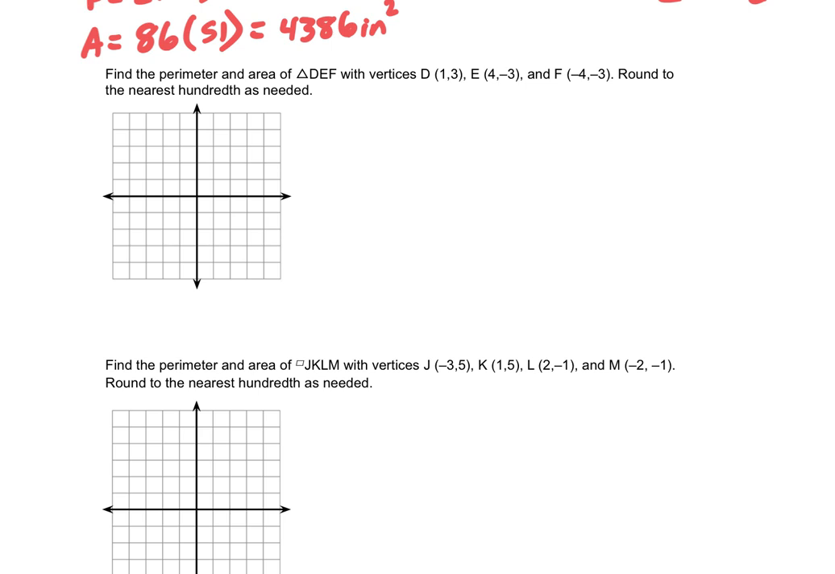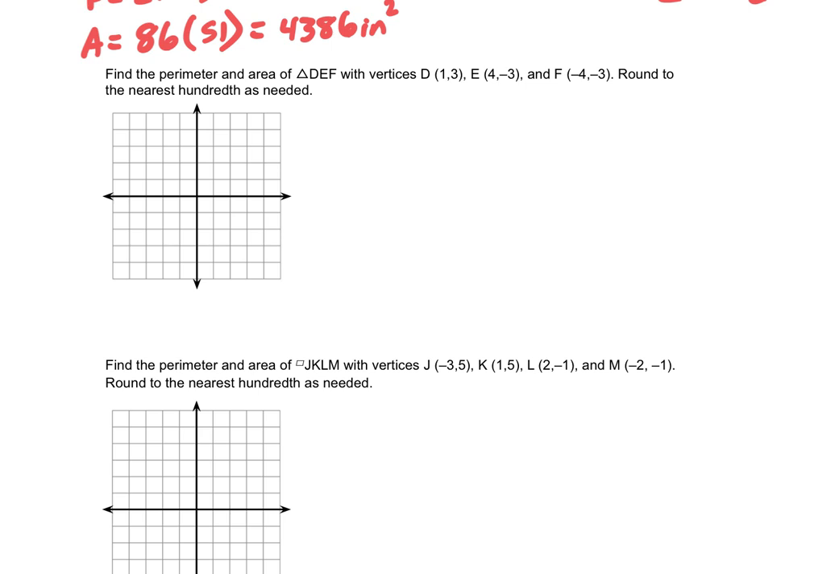On this one here, the first thing that we're going to do is plot the 3 points that it gives us. And it tells us that we have a triangle. This little symbol here means triangle DEF. Because we have 3 points, we know it's going to make a triangle. We're going to plot the 3 points first.